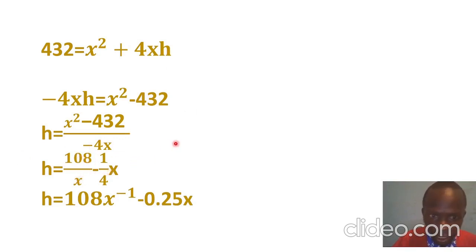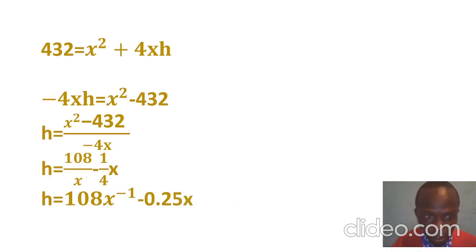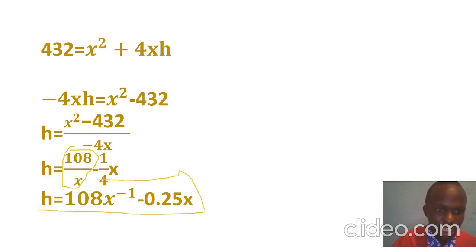Now from the indices, maybe we can revise a little bit of indices. 108 over x is the same as 108 x to the power minus 1. We are just removing this fraction so that it can be dealt with easily. Minus 0.25x, because 1 over 4 is the same as 0.25. So this is how we can express h in terms of x.